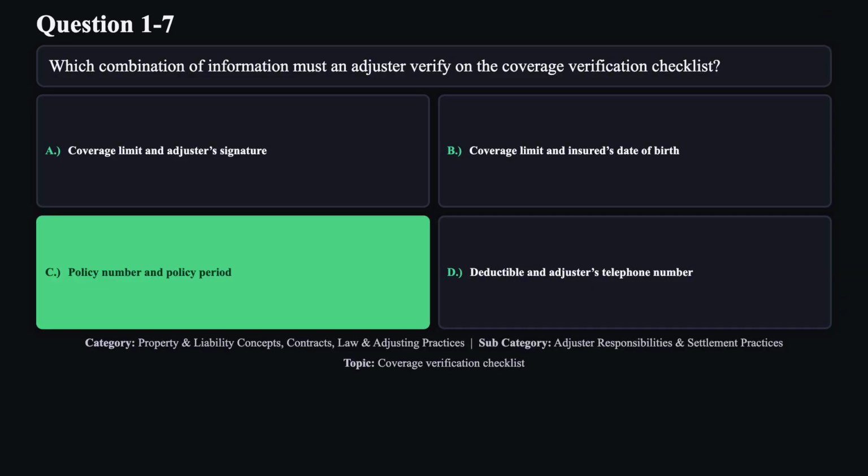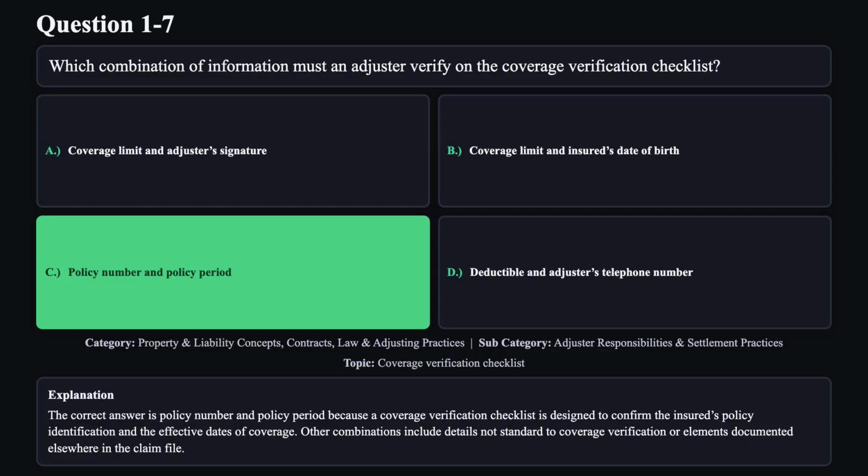The correct answer is C. The correct answer is policy number and policy period, because a coverage verification checklist is designed to confirm the insured's policy identification and the effective dates of coverage. Other combinations include details not standard to coverage verification or elements documented elsewhere in the claim file.